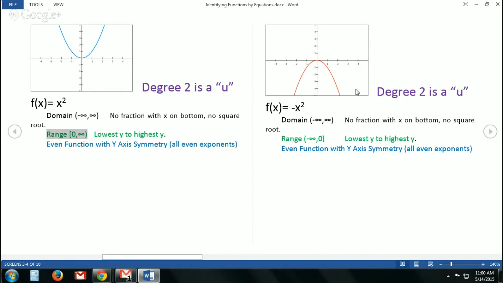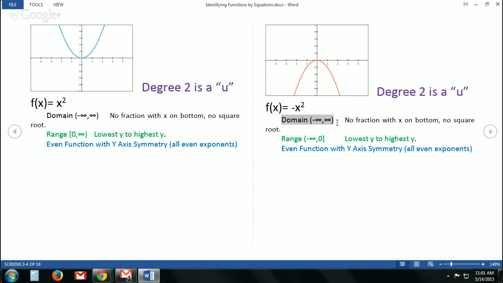Here is another problem with a degree of 2. This time, the negative flips the picture across the x-axis. That is called a reflection. And so now our U is turned over, pointed down. It's still got that U shape because it has a degree of 2. When you look at this equation, is there a fraction or a square root? There's not. So our domain is again from negative infinity to positive infinity.